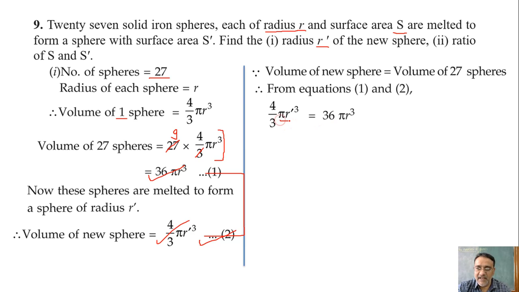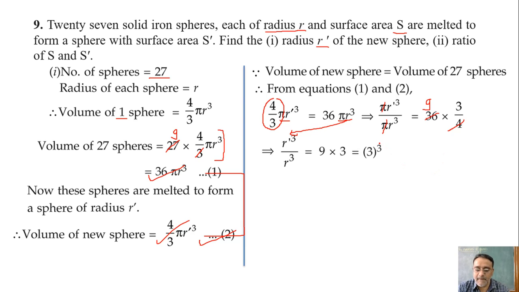Okay, so bring pi r dash cube upon pi r cube here, and shift 4/3 to the right hand side. So we'll get this step. Now cancel pi. This also we can cancel. Okay, so what we are going to get: r dash cube upon r cube is equal to 9 into 3, that is 27, 3 cube. This step is clear? Yes, sir.